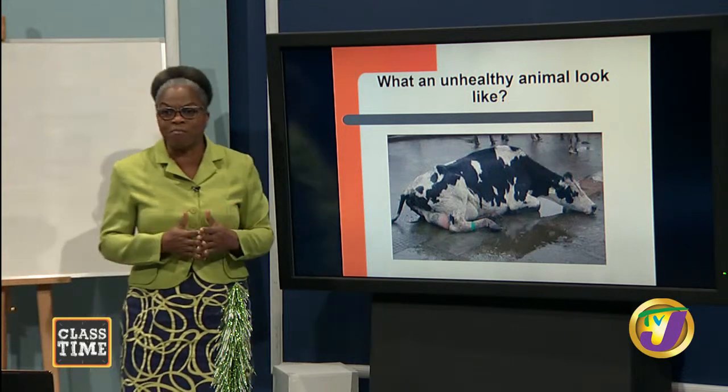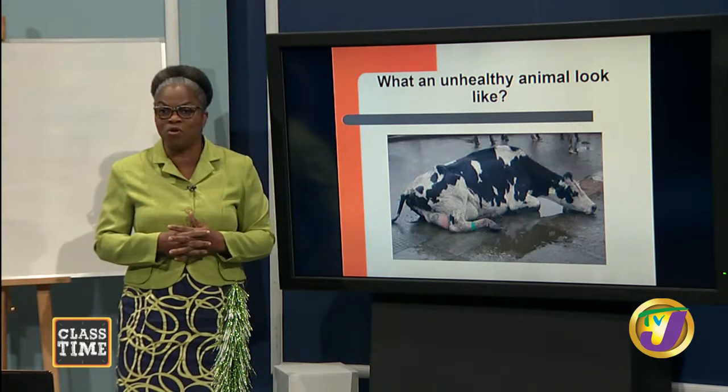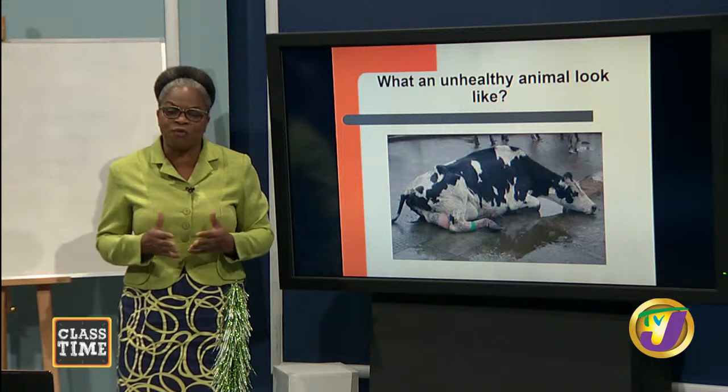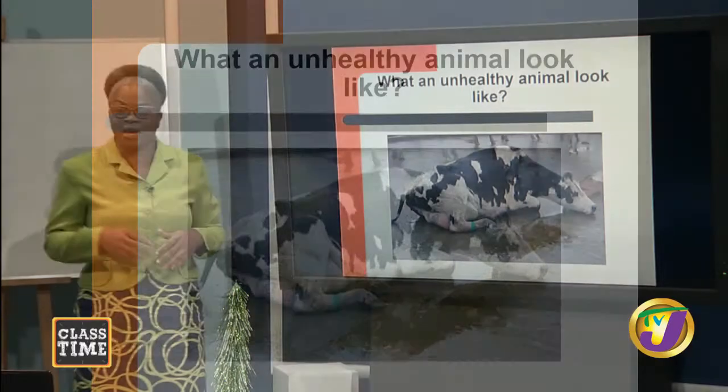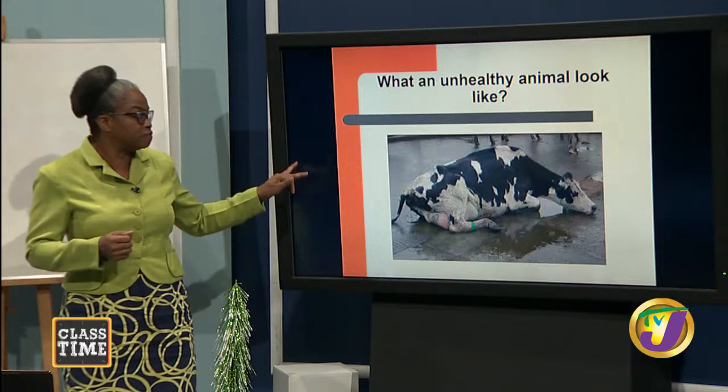So just to give you an example of what an unhealthy animal looks like, the animal is lying down for long periods, unable to get up. The animal is just looking droopy all the time, because healthy animals will have a good stance. Yes? And this is very, very important.